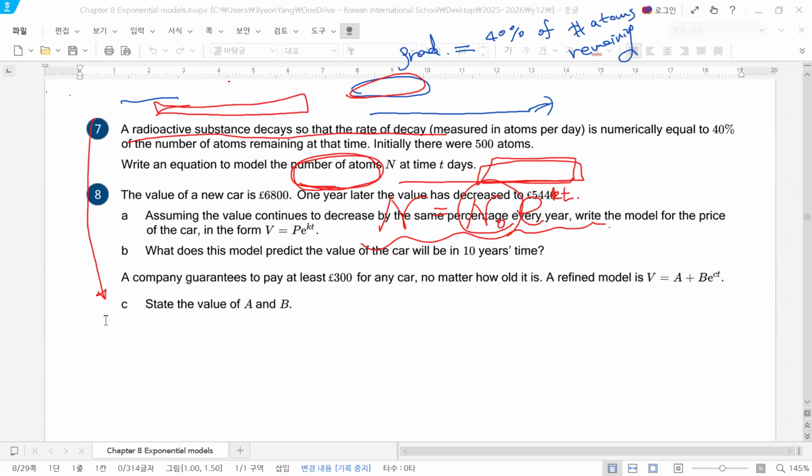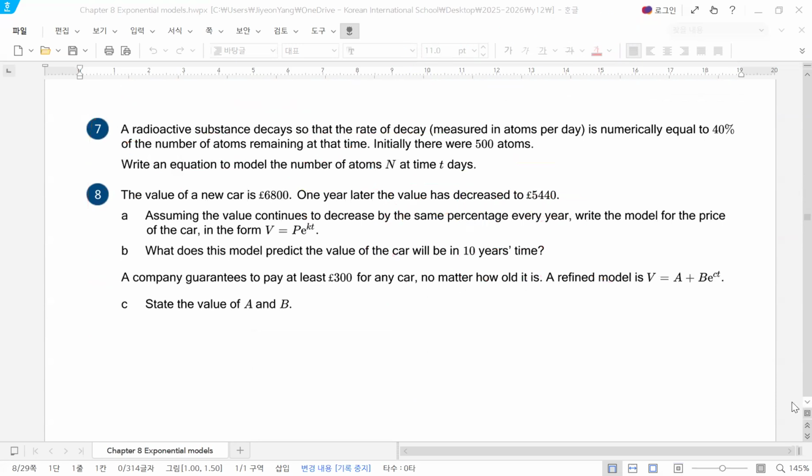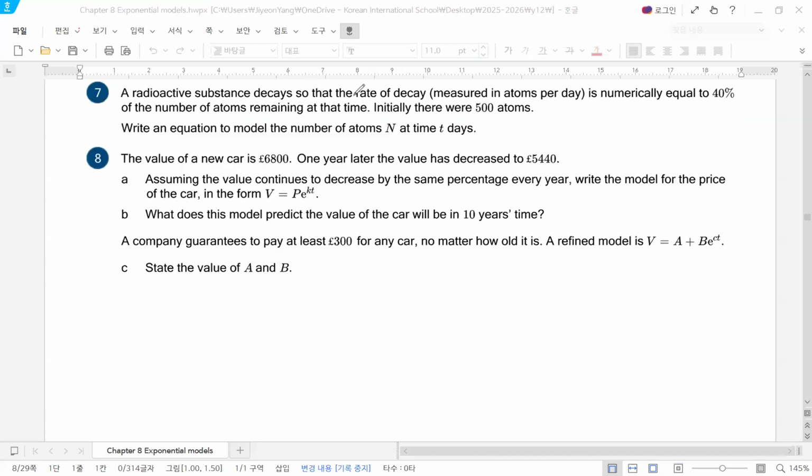Let's go back to the question. So since the rate of change is numerically equal to 40%, it means the rate of decay equals 40%, the multiplier is 0.4 times the number of atoms remaining. They say we should use n. So this is proportional to the number remaining, right?